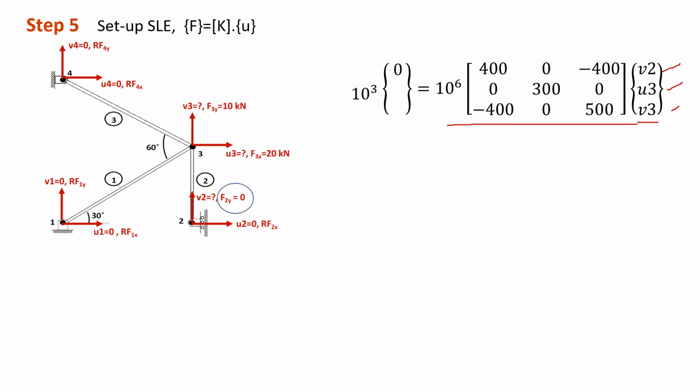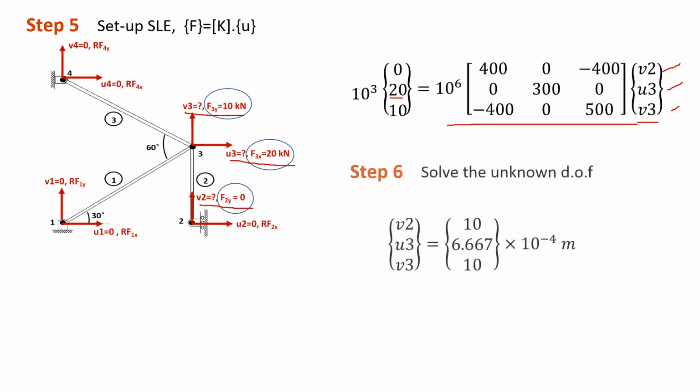For example, for V2, check V2 here, the force is equal to 0. While for U3, we have defined that F3x is equal to 20 kilonewton. So you just need to replace it with 20 kilonewton here. While for V3, we have defined F3y is equal to 10 kilonewton. Okay, for V3 it is 10 kilonewton.